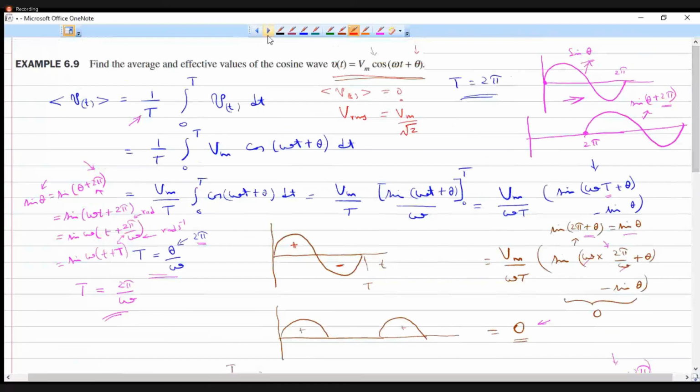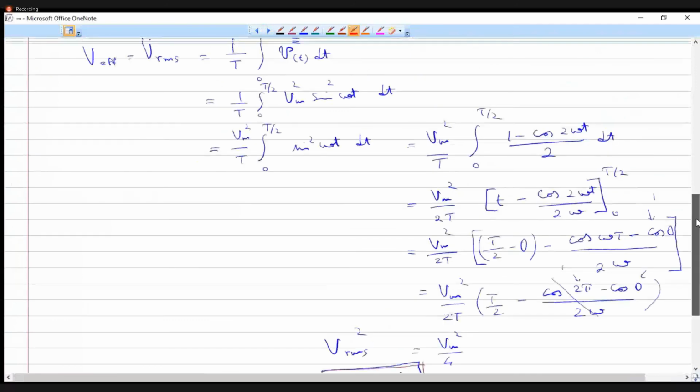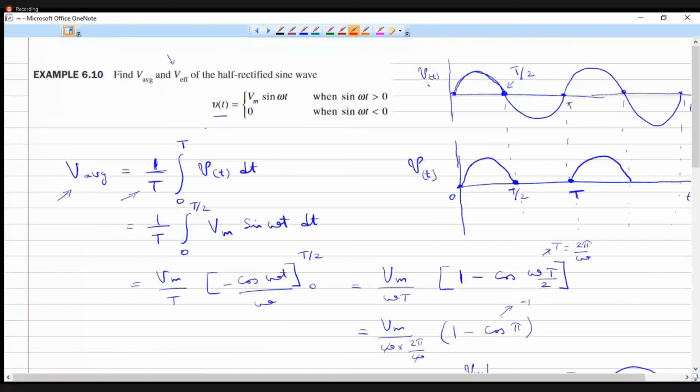Then the next example, we have seen what happens to a half rectified sinusoidal function. So the function is written like this. Up to T by 2, we have the sinusoidal value. Then between T by 2 and T, the waveform is clipped. So this is called a half rectified sinusoidal function.